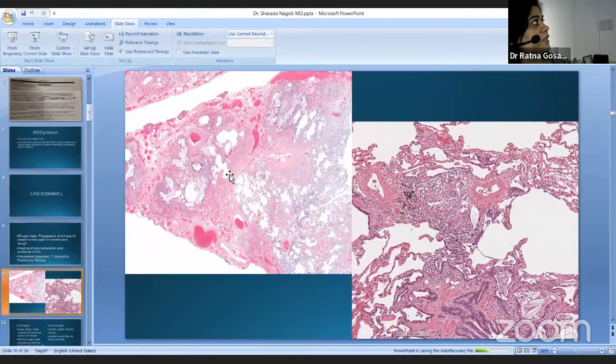What is the location of these granulomas? This is the interstitial granuloma. These are the alveolar spaces. This is the interstitium, and in this interstitium, you find these vague, non-necrotizing epithelioid granulomas.